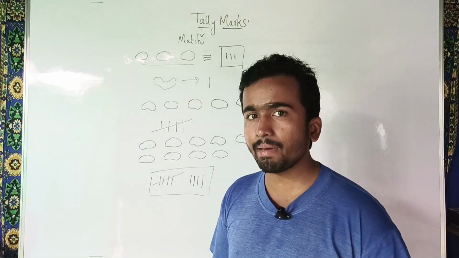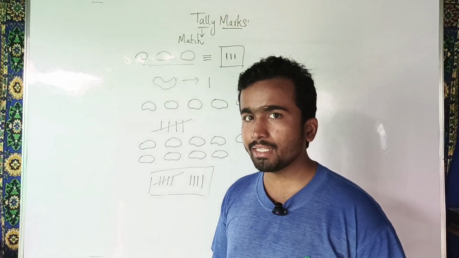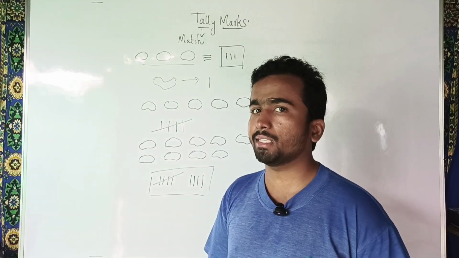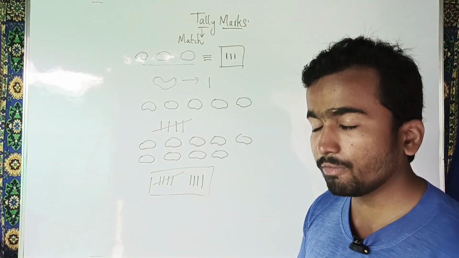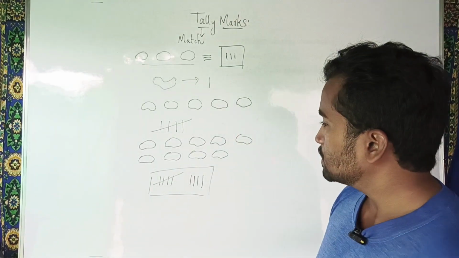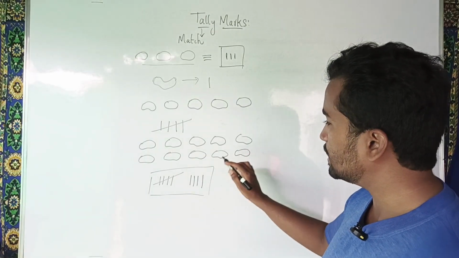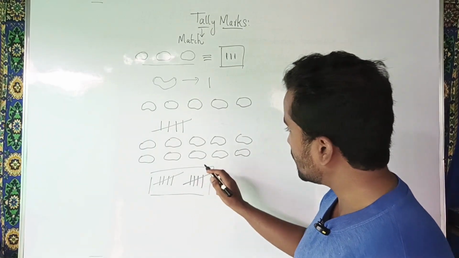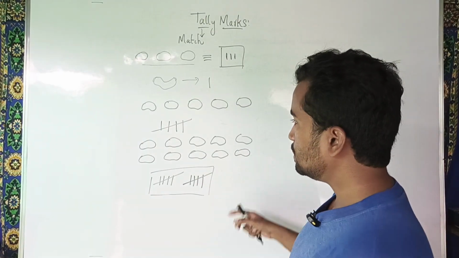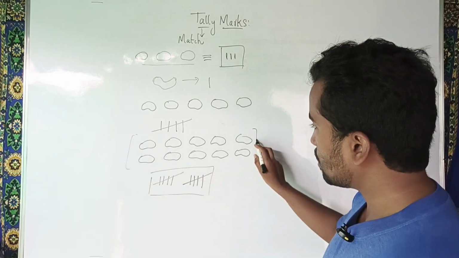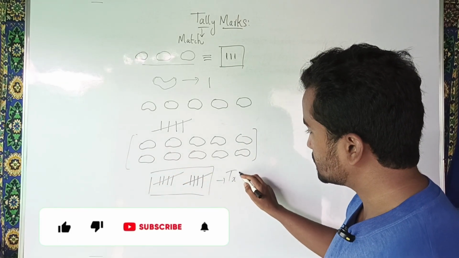Tracking is not the same as counting. Tracking in the sense of examining the presence. That's all we need to keep in mind. So if I have another object over here, I can draw another line like this, right? So for the tracking of these objects, this is the tally mark representation.